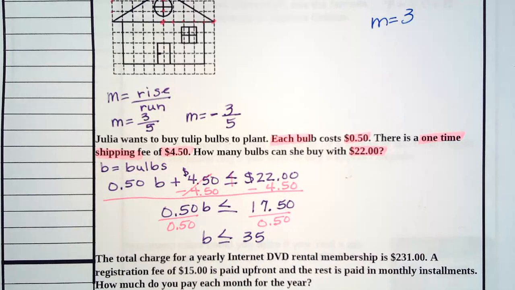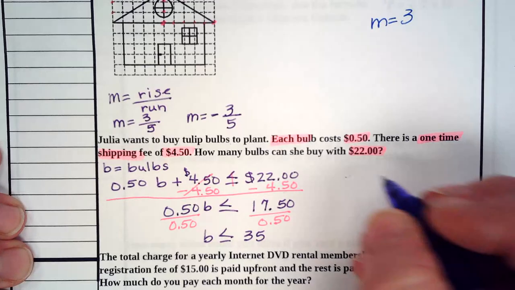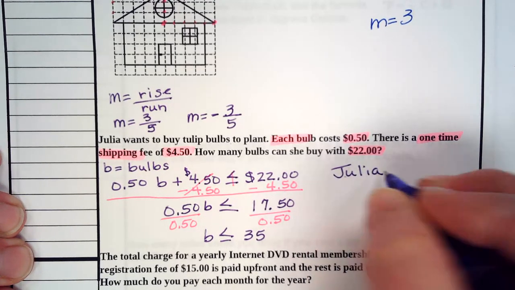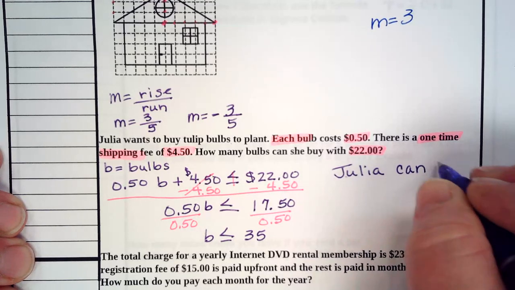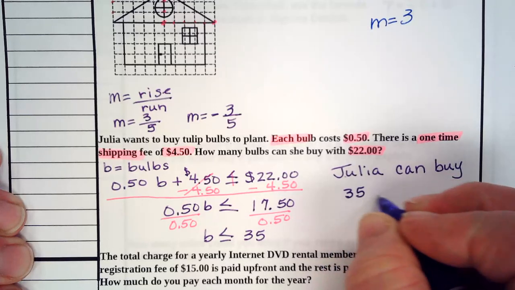Okay, normally when you are working with real life situations, you don't come out with nice whole numbers. In this case, what do we know about the 35? Julia can buy 35 tulip bulbs.